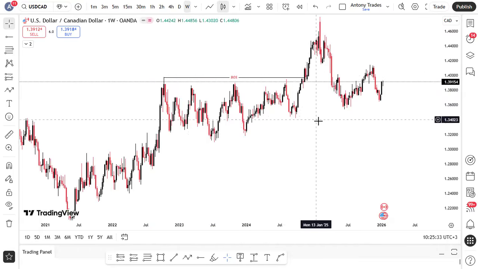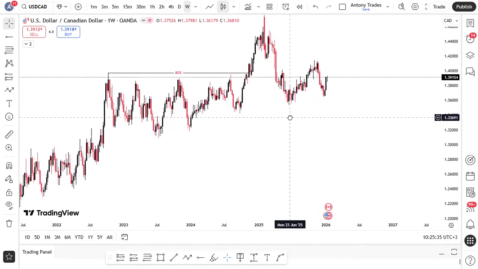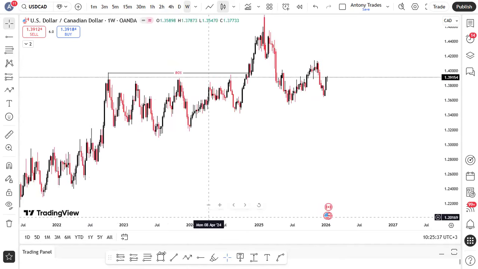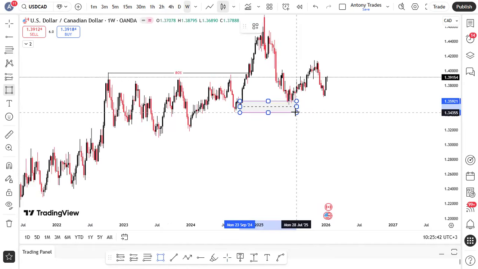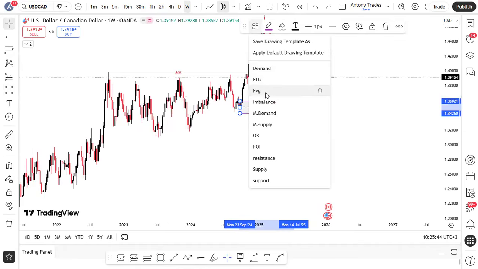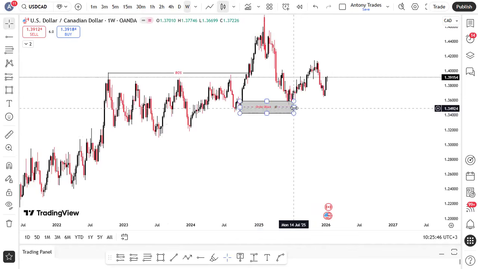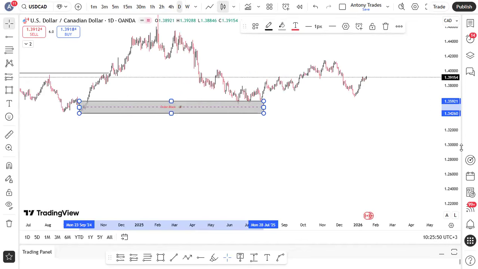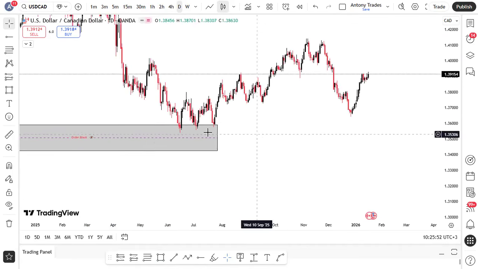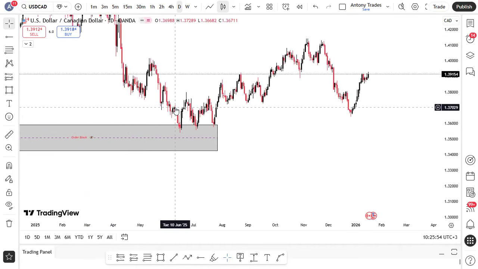That is our last break of structure. And you can see the market came and reacted from this order block, reacted from that order block like that. So going down to the daily time frame, we need to see whether we got a change of character from down here.